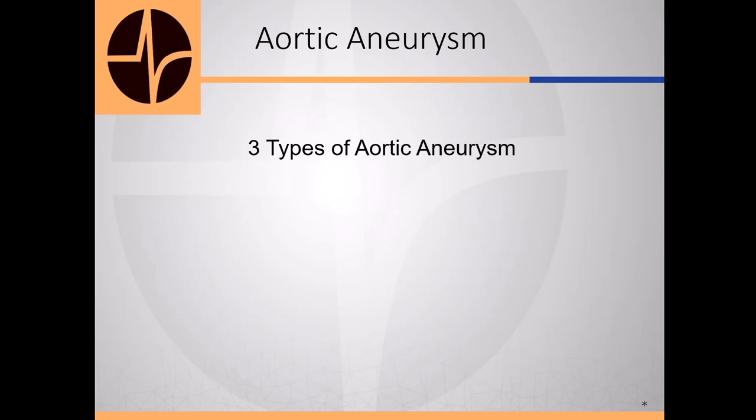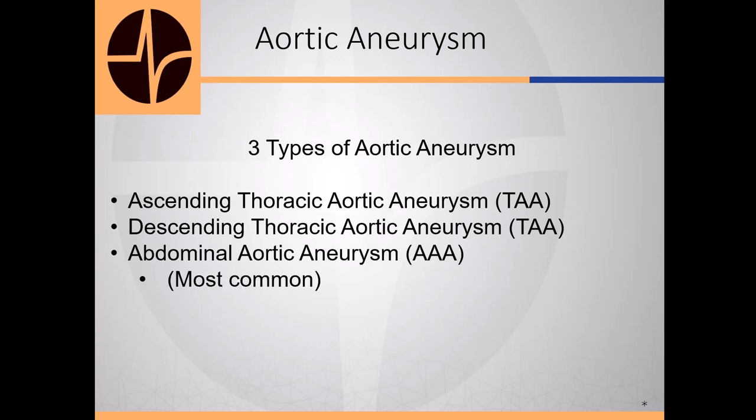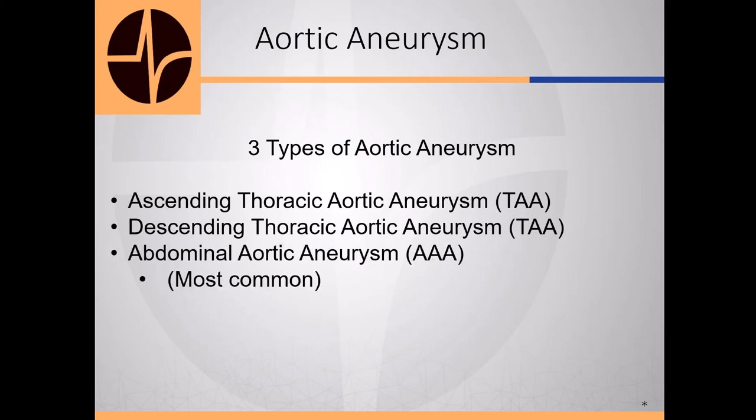Aortic aneurysm. So there's 3 types of aortic aneurysms. There's ascending, descending, and abdominal aortic aneurysm, and those are the most common. According to the CDC, there were 9,928 deaths in 2017 from aortic aneurysms. 60% of those deaths happen among men, and 75% of all the patients have a history of smoking.